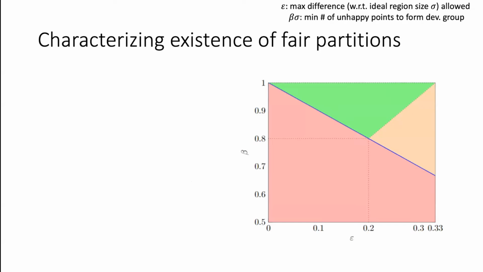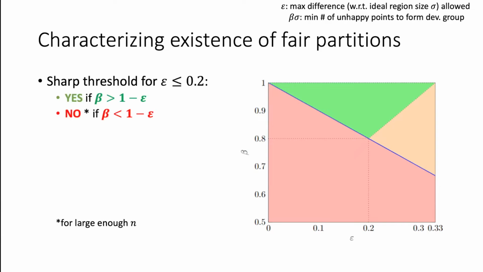Okay, so firstly, let's move to the problem of characterizing the existence of fair partitioning. And there, you can plot epsilon and beta on a two-dimensional plot like this. So again, epsilon is the deviation from ideal region size in the partition that you construct, and beta is the fraction relative to the ideal region size of unhappy points you need to form a deviating region.